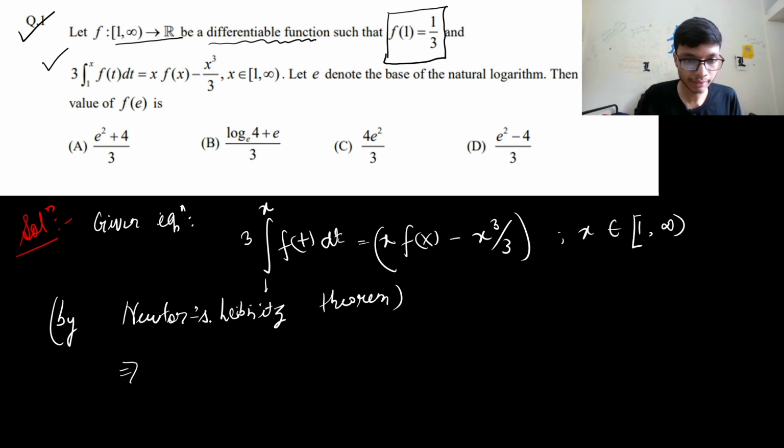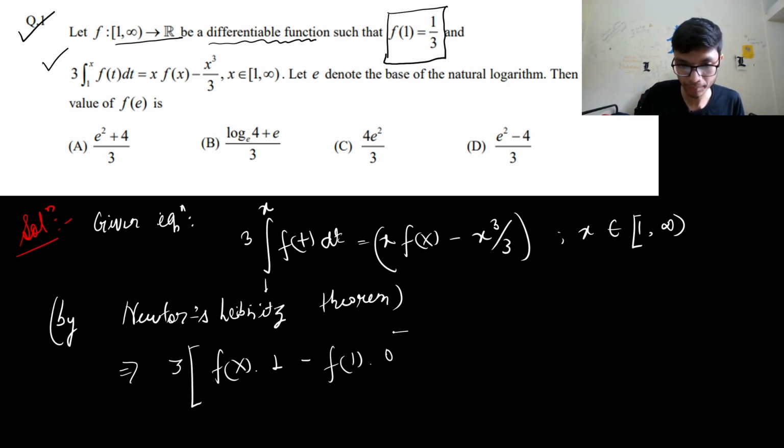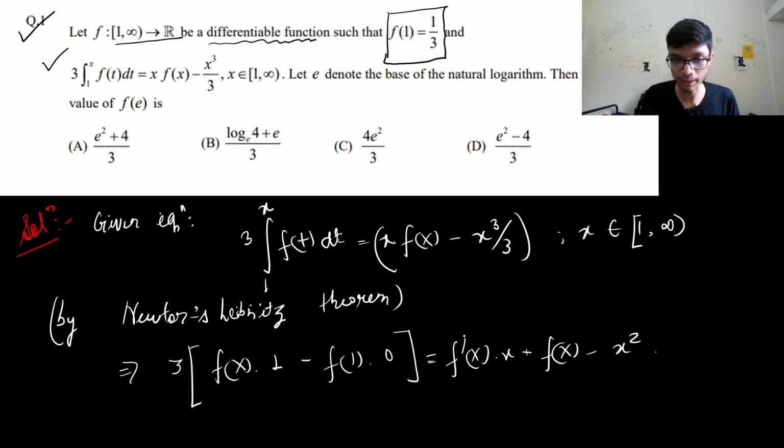If we try to differentiate this expression, what we get is 3 times f of x into the differentiation of x, which is 1, minus f of 1 into the differentiation of 1, which is 0, equal to x into f of x, differentiated using the product rule, that is f dash of x into x plus f of x, minus x square. This is the differentiation of the integral equation.